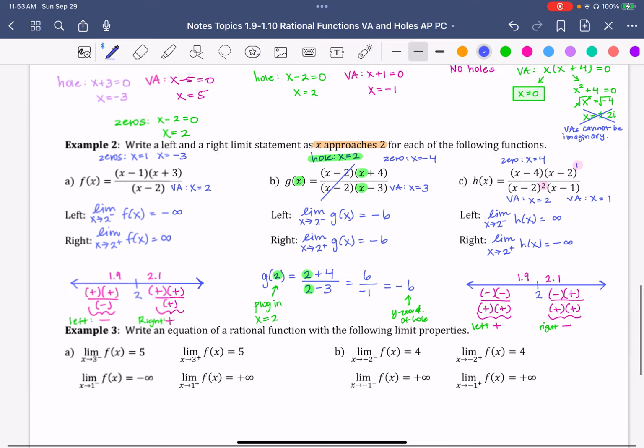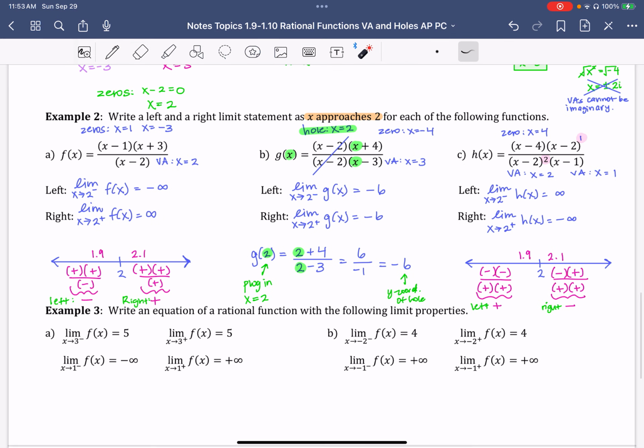Okay? Now, I just want to zoom out and show you the question said as x approaches 2. We used x approaches 2 for every single limit statement, and then all we did for the left was add the little minus at the top, and for the right, a little plus at the top. So when they ask you to find x approaches 2, all of your answers should already start with the limit as x approaches 2 from the left and the right, okay?